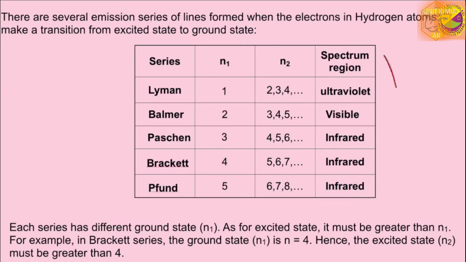We should also know where the series lies in the spectrum region. Lyman series can be found in the ultraviolet region. Balmer can be found in the visible region, while Paschen, Brackett, and Pfund series are found in the infrared region.